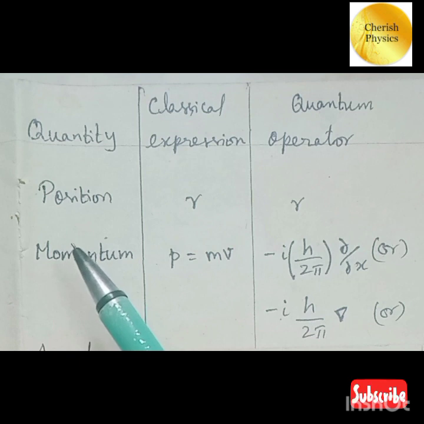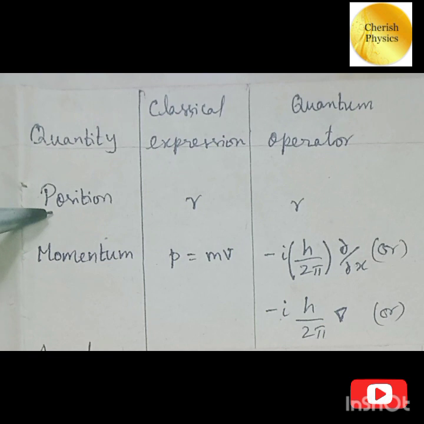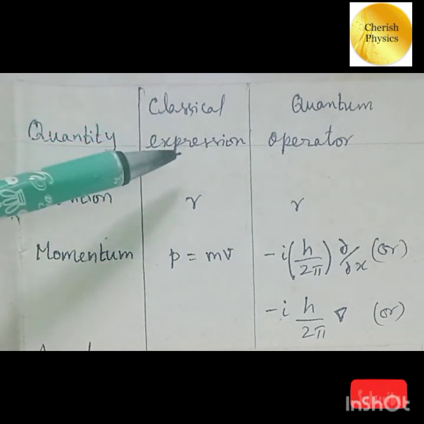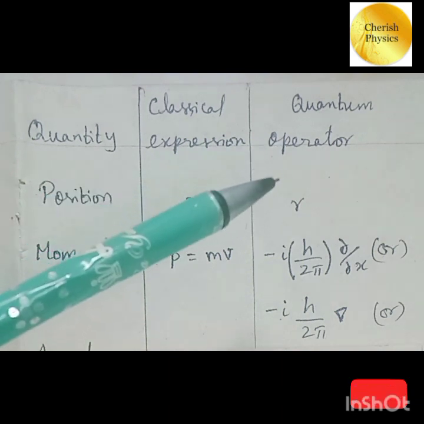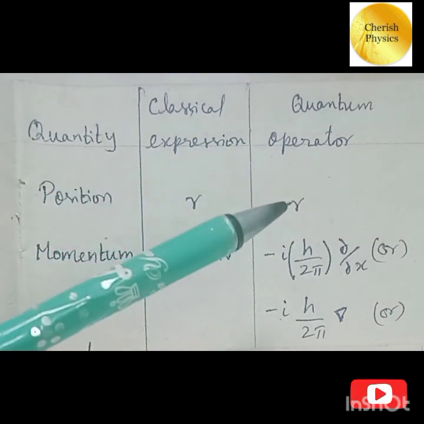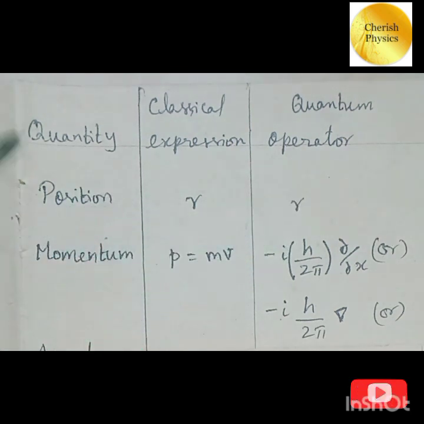Let us see the quantum operators for several physical quantities. Quantum operators play a vital role in wave mechanics. Let us see the first quantity. In classical expression, we can write it as R. In quantum operator, also we are going to use the same letter R to denote the position quantity.